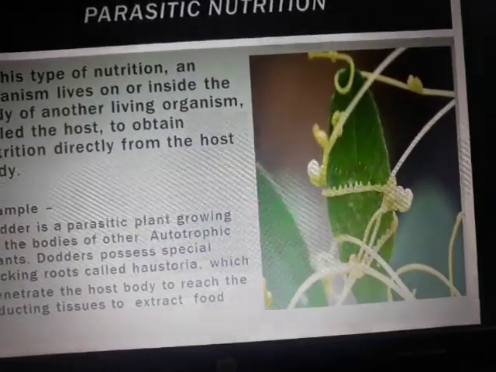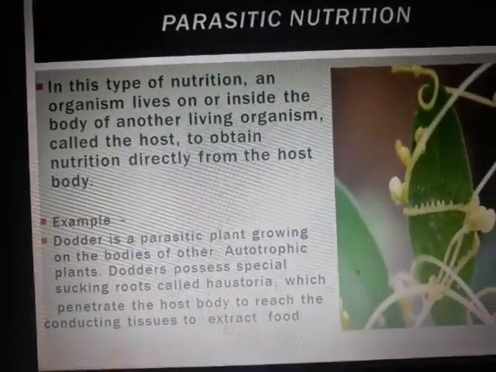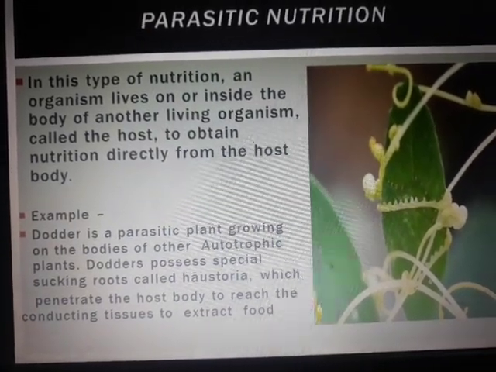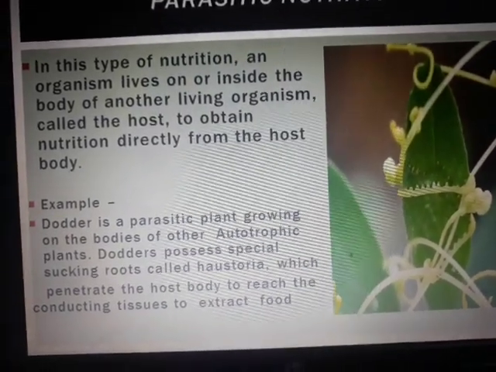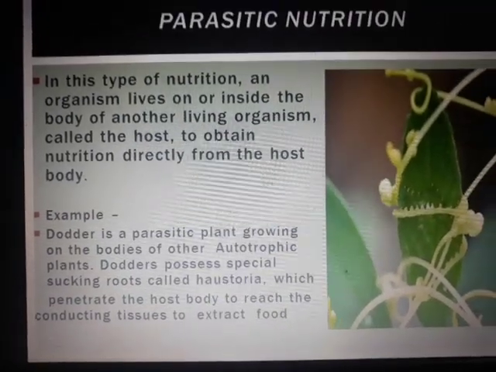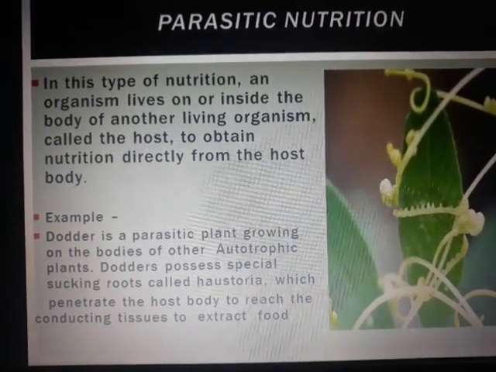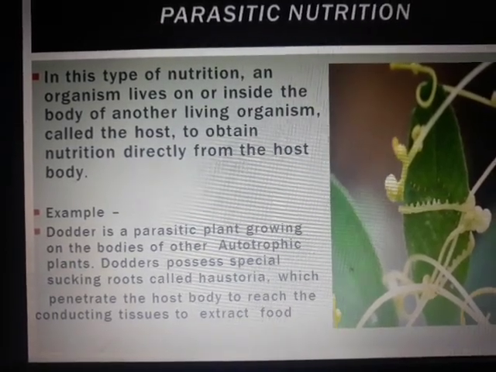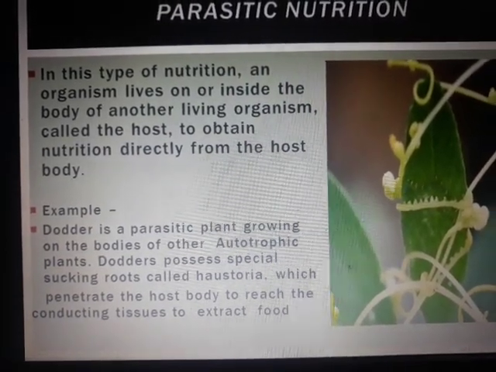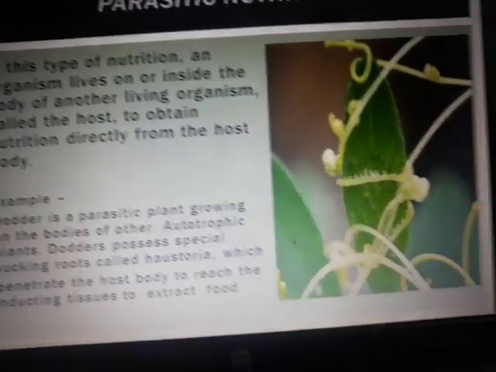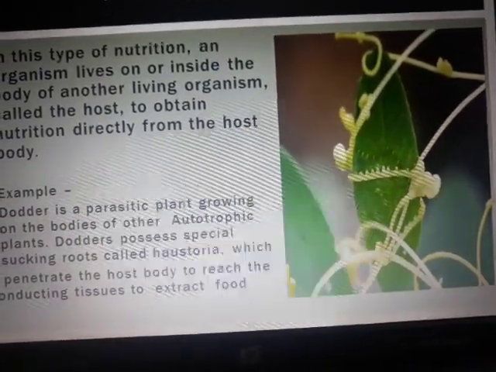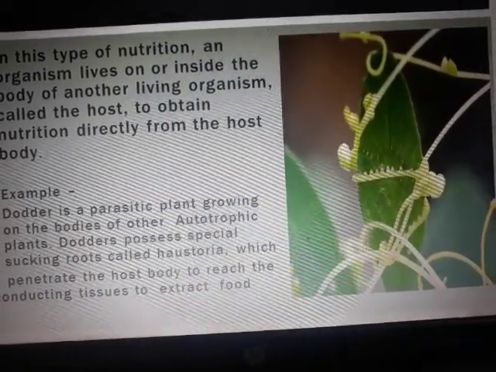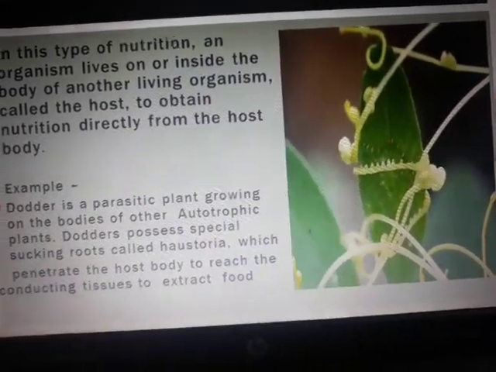You can see now, nowadays in the rainy season it's quite prevalent. This kind of vegetation you can see all around you. In this type of nutrition, an organism lives on or inside the body of another living organism called the host to obtain nutrition directly from the host body. Okay, so you can see this climber twining upon this particular leaf, so it is trying to derive all the nutrition from that leaf.